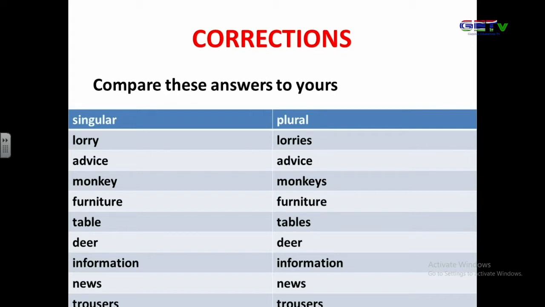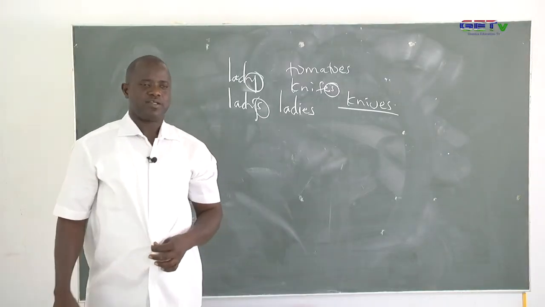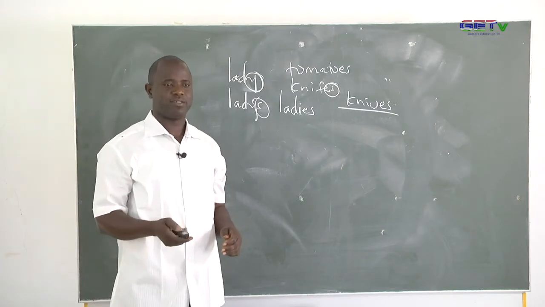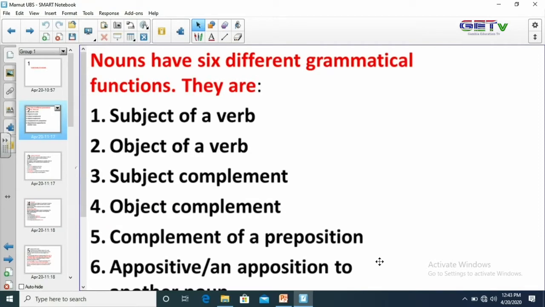So today we're going to move to another topic, which is functions of nouns. Functions of nouns. Nouns have 6 different grammatical functions. They are subject of a verb, object of a verb, subject complement, object complement, complement of a preposition, appositive, or an apposition to another noun. These are the 6 main functions of nouns. So we're going to look at them one after the other.